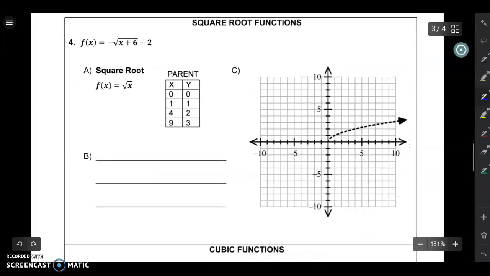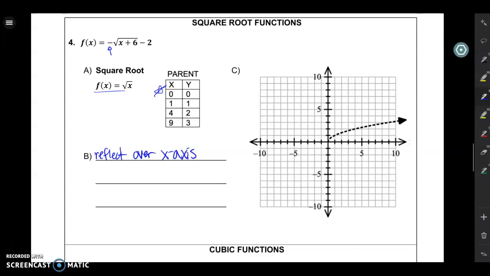Okay, square root functions. So here I'm dealing with the square root function. So here's the parent graph, and then here's my parent table that allowed me to get the nice dotted black graph on the right. So let's go through all the transformations that are happening. This negative on the outside is going to reflect it over the x-axis.